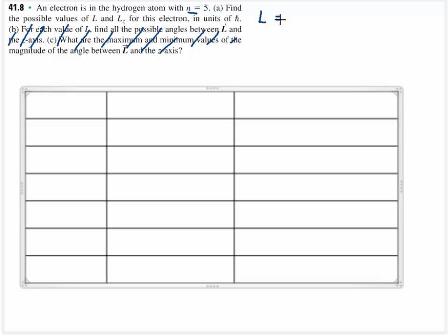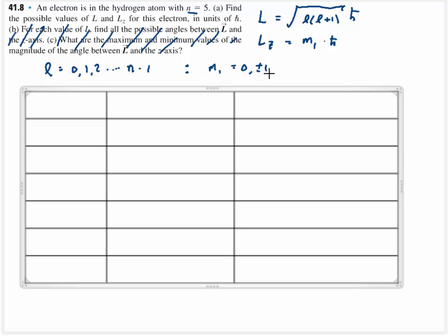We know that the angular momentum is going to be related to the quantum number L, where it's going to be equal to the square root of L times L plus 1, all multiplied by h bar. And we also know that the z component is going to be related to m sub L multiplied by h bar. And we also know that L is going to be equal to 0, 1, 2, dot, dot, dot, all the way to n minus 1. And m sub L is going to be equal to 0, plus and minus 1, plus and minus 2, dot, dot, dot, all the way up to plus and minus L.